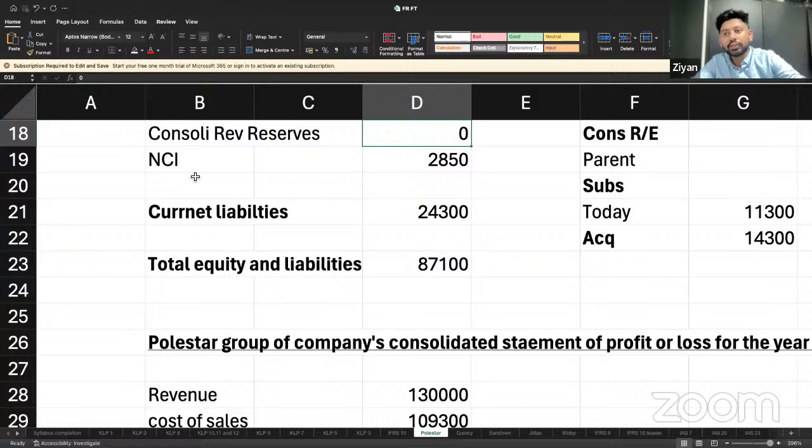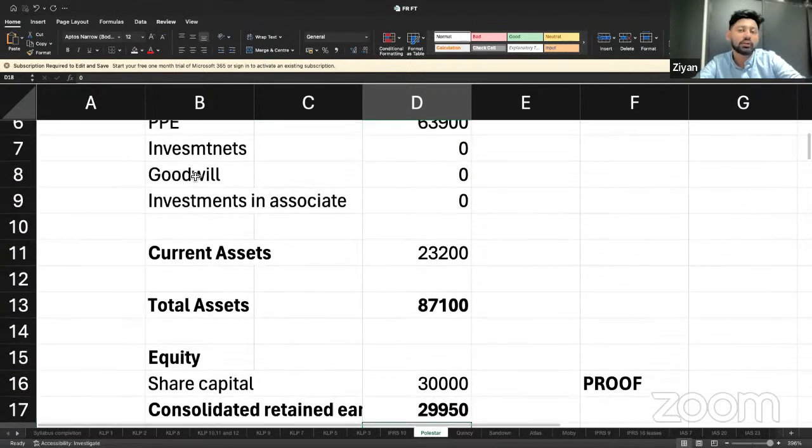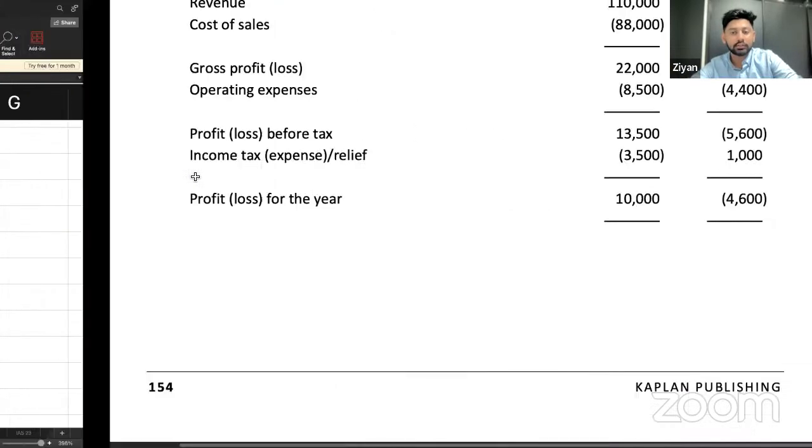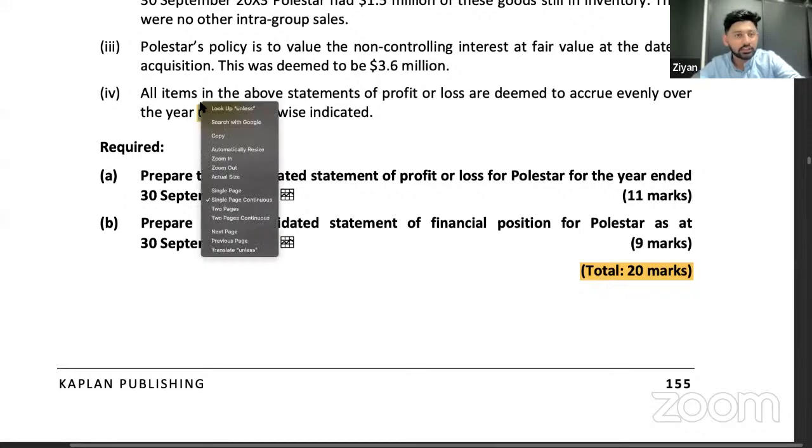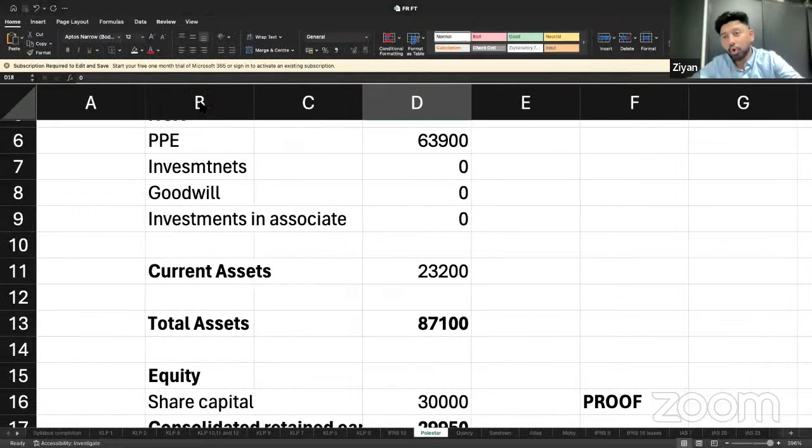If you get a question like this in the exam, it's a bonus. Entirely, you get 20 marks. It's a bonus. You know why? Because you have to prepare both. The volume of adjustments your examiner can test will be lower. The number of adjustments will be lower. Your examiner can't test a lot. Are we clear?